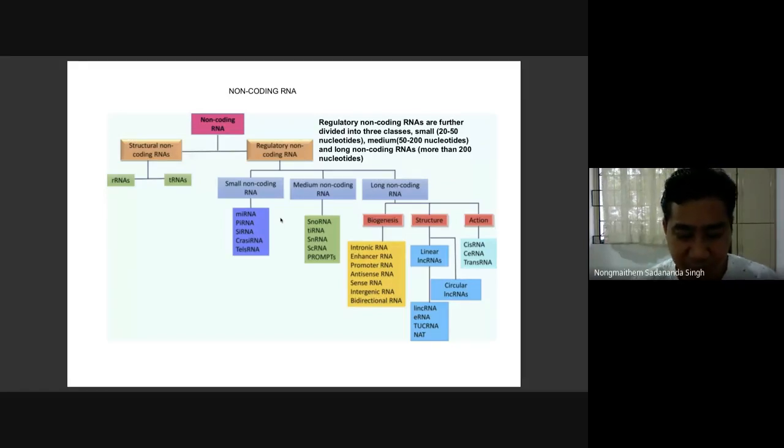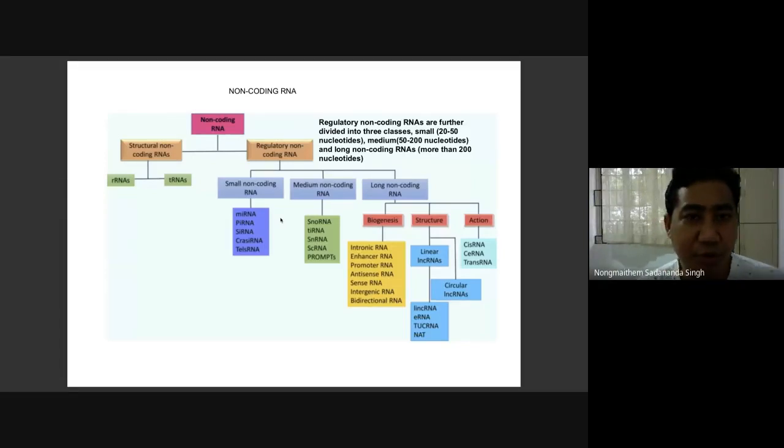So what I have been sharing with you all is regarding some of the non-coding RNAs. And non-coding RNAs as such have become very, very important, maybe equally important as the protein coding genes. So in the case of non-coding RNA, as you can see in this slide, it can be classified into two types: structural non-coding RNA and regulatory non-coding RNA.